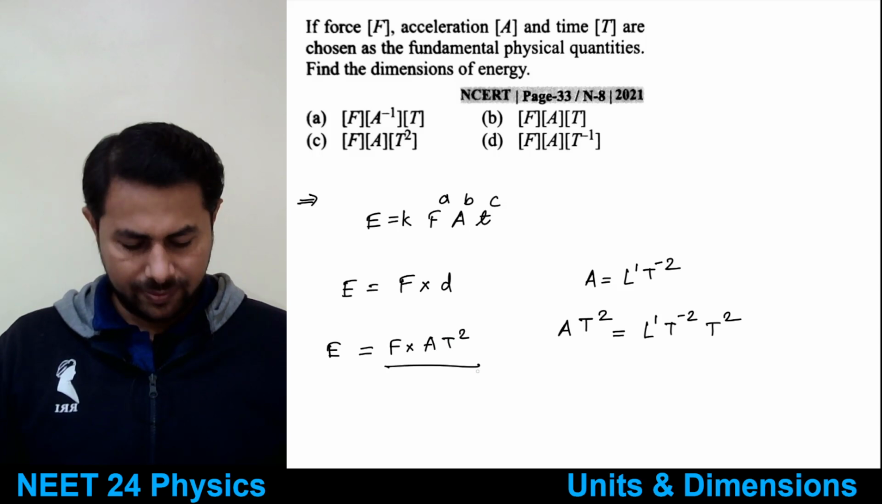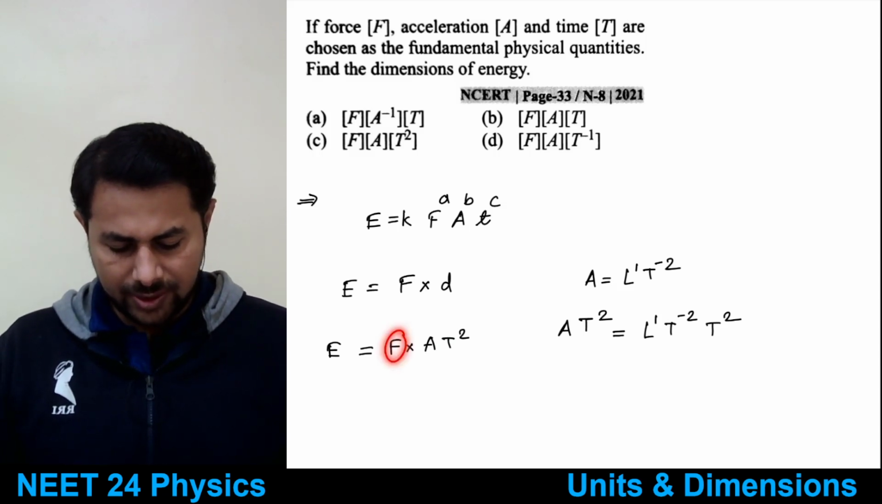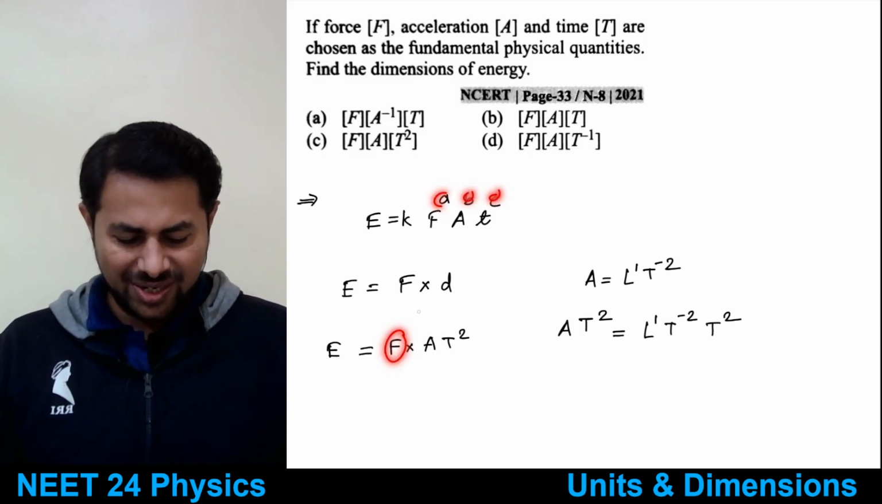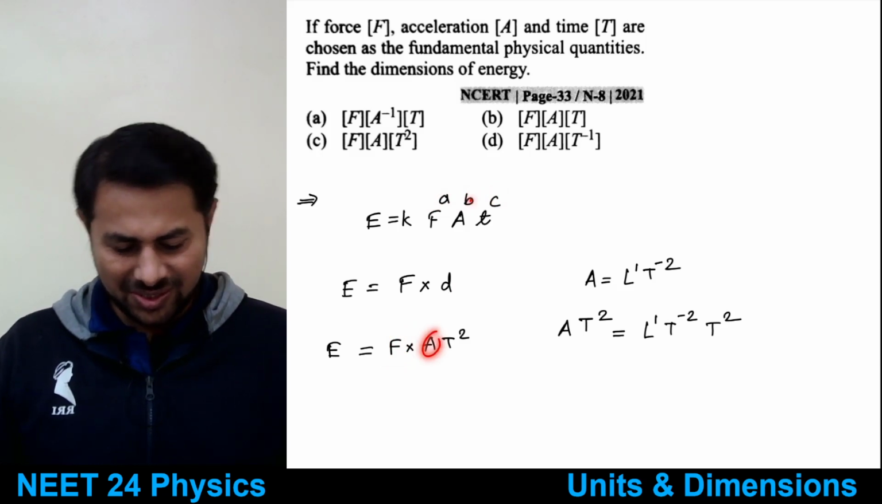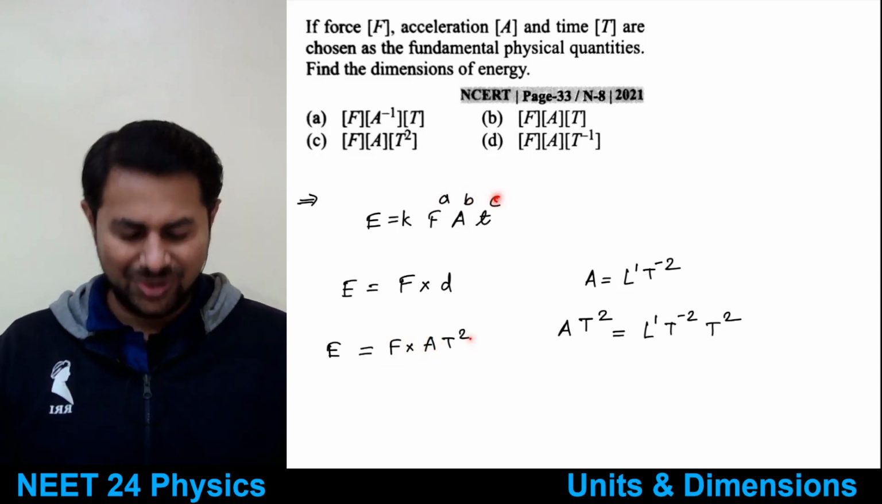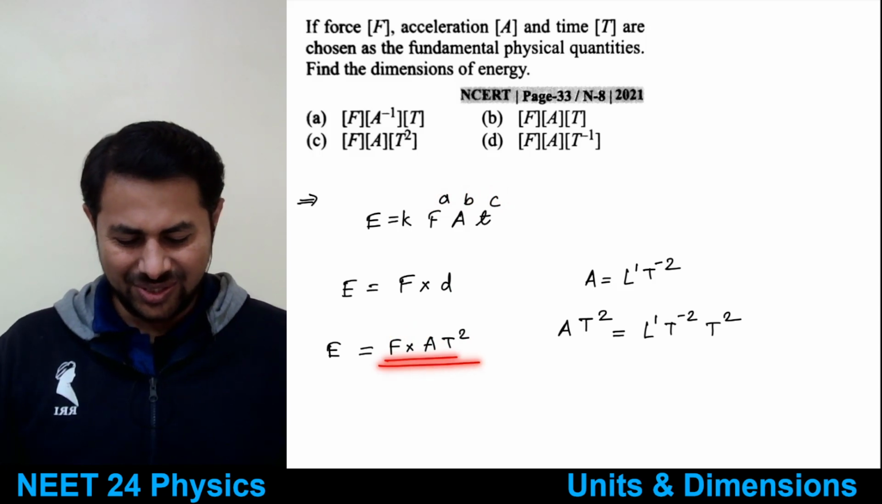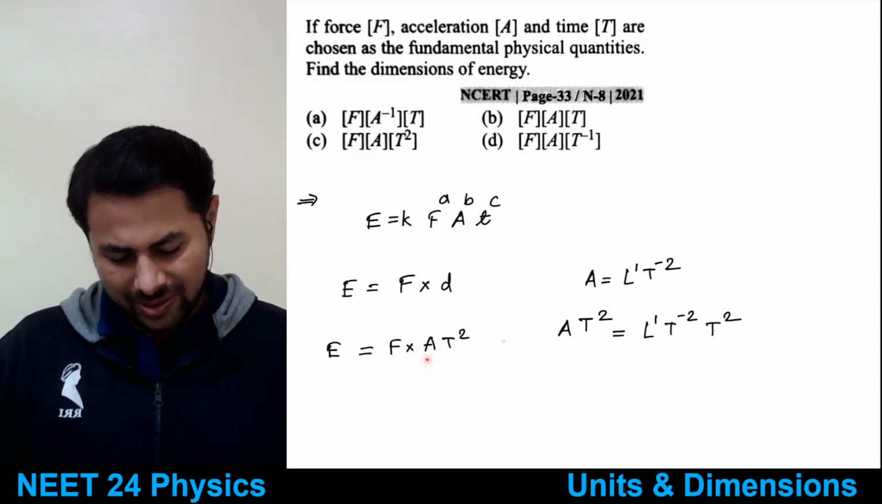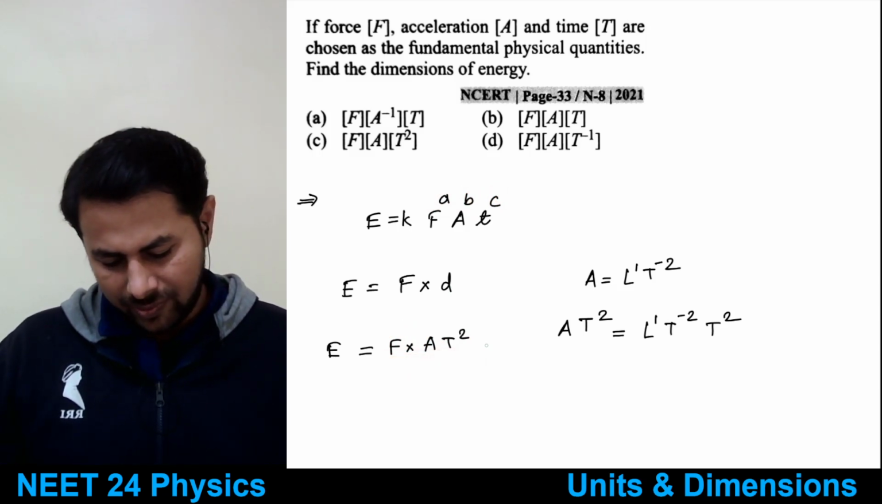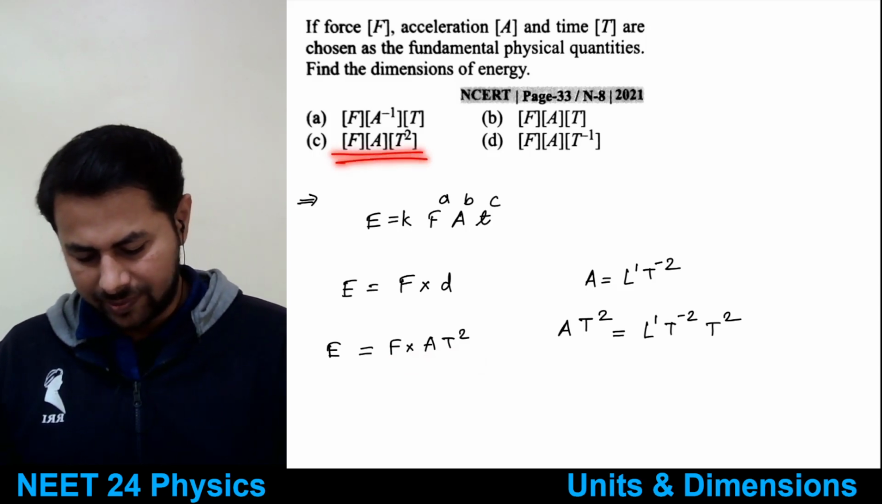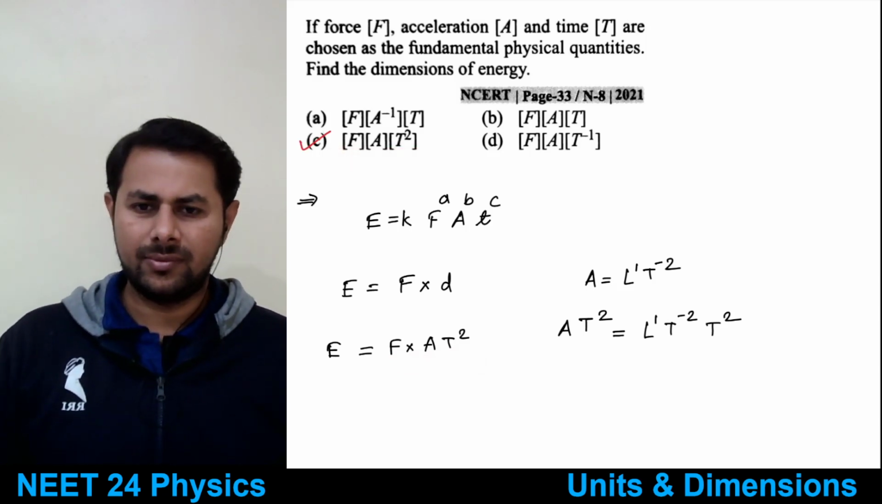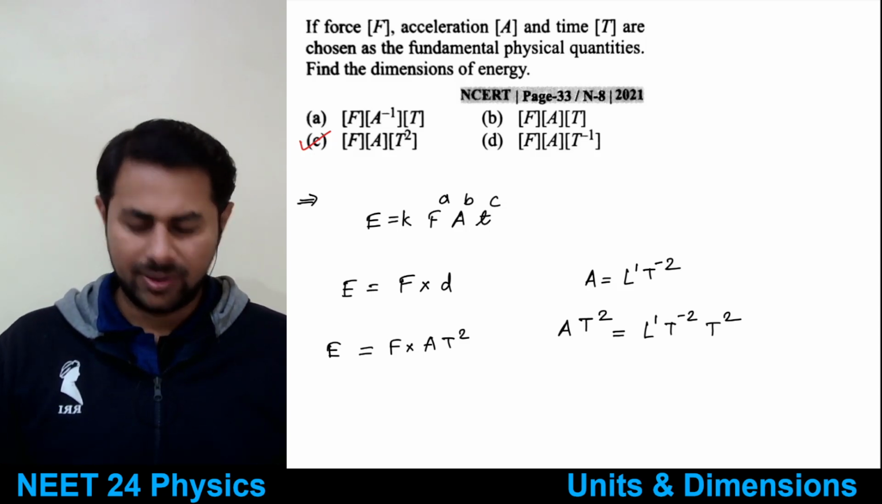This is our answer. So what is the value of a, b, c? a is 1, b is also 1, and c is 2, right? So this is the answer, F1 A1 T to the power 2. That's option C. Yeah, good. So this is clear.